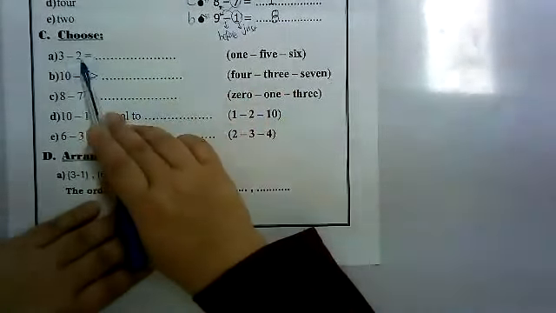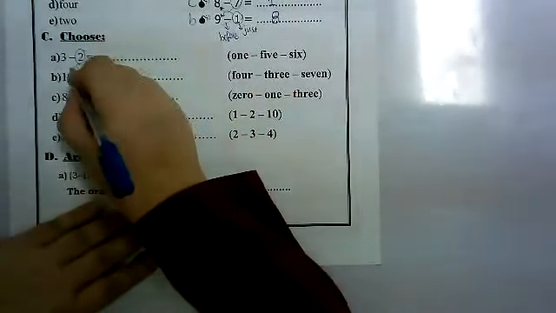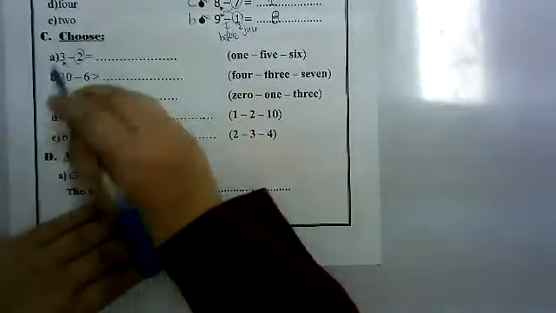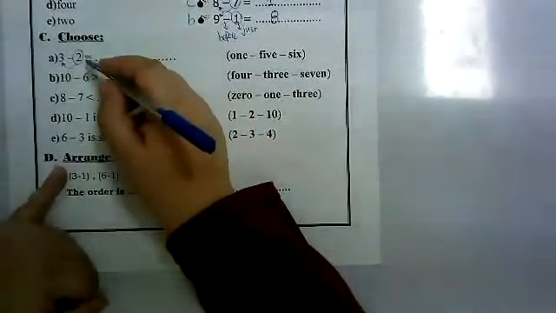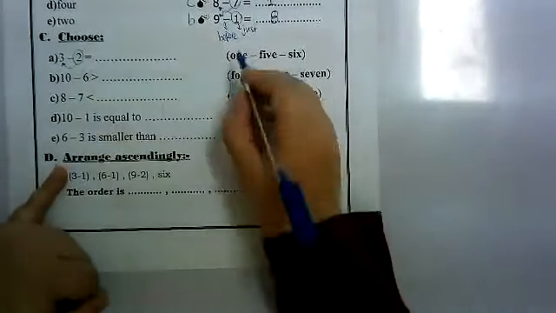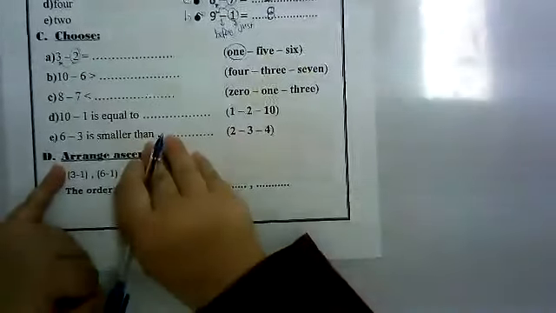3 minus 2. The smaller number is 2, so draw an arrow from 2 to 3. Count after 2 until you reach 3. After 2, 3. So the answer is 1. So draw a circle around 1.